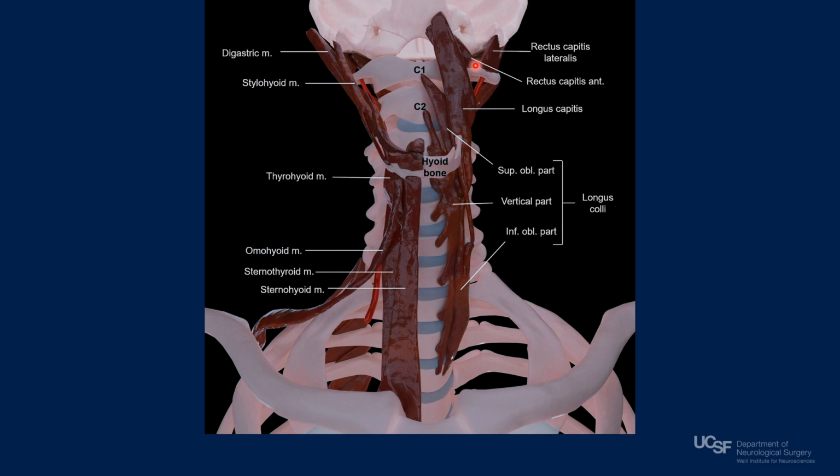In a deeper layer, we see the rectus capitis anterior, and laterally the rectus capitis lateralis, connecting from C1 to the basilar and lateral portions of the occipital bone. We can also see the vertebral artery, the right vertebral artery, that is going to enter the transverse foramen at the level of C6 conventionally.